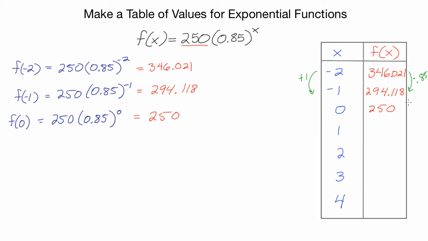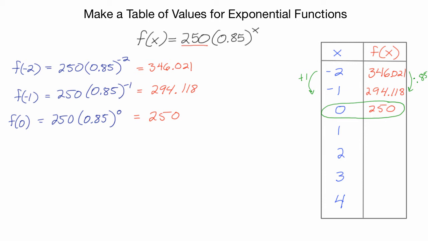And that's something that you can look for as you're doing any table of values or any graphs or anything with exponential functions. If you're putting 0 in for x, for your exponent, it's going to make things really nice. We love 0 as the exponent because everything turns into 1. So it's just 250 times 1. The whole thing is not 1, because that exponent only affects the 0.85, but still the 0.85 to the 0 power is 1, and 250 times 1 is just 250. So there you go, that's the same thing as my starting value.